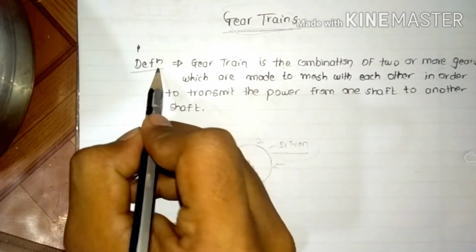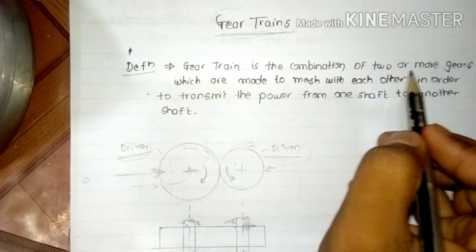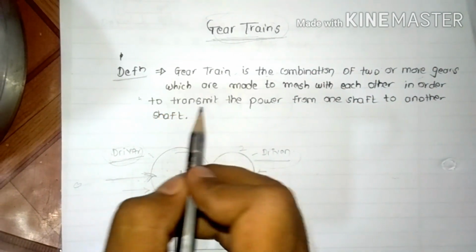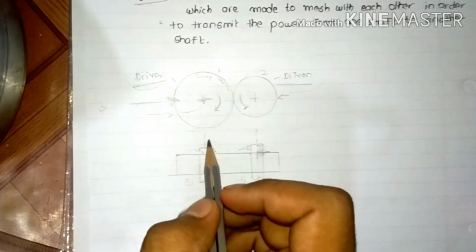So first of all, we will explore the definition of a gear train. A gear train is the combination of two or more gears which are made to mesh with each other in order to transmit the power from one shaft to another shaft. We'll refer to this figure.